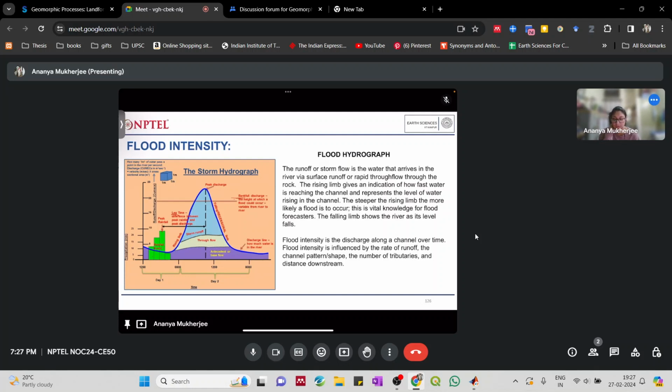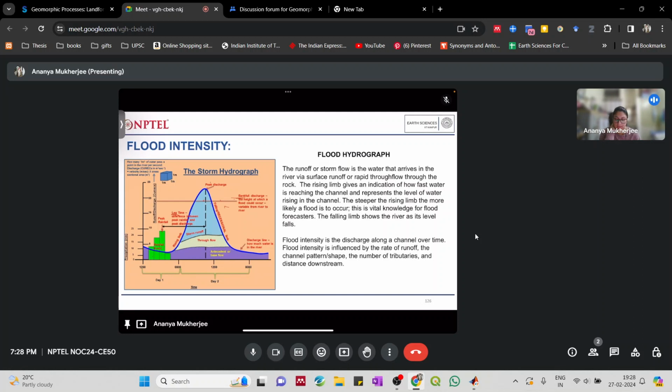Okay, so if your peak discharge is below the bank full discharge, then flooding may not occur. Okay, but if it crosses the bank full discharge, the probability of floods happening increases. And then after the peak discharge, there is a fall in the amount of discharge that is there, that is also called the falling or recessional limb.